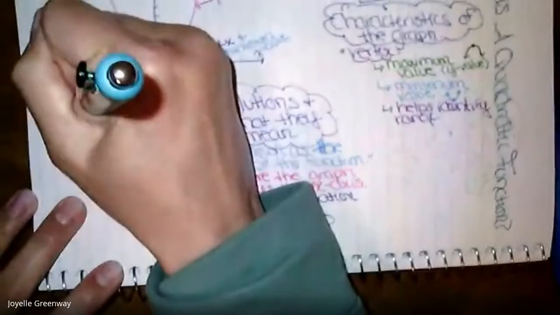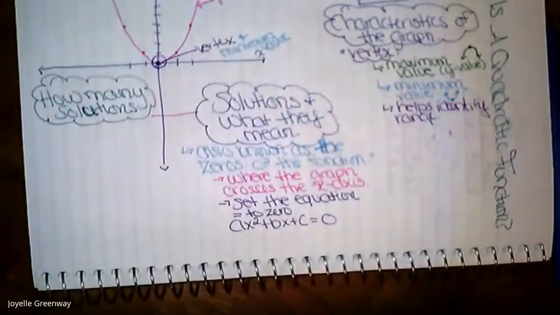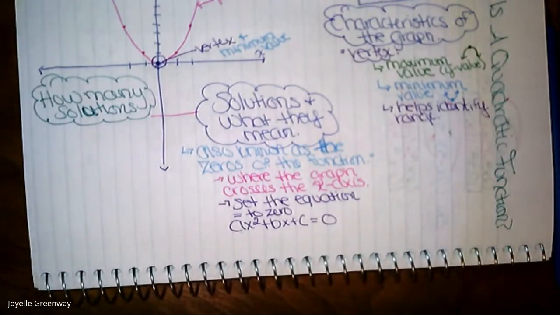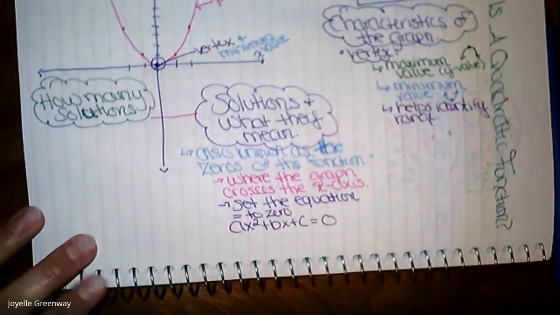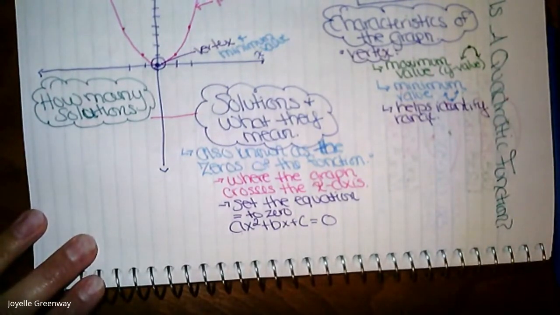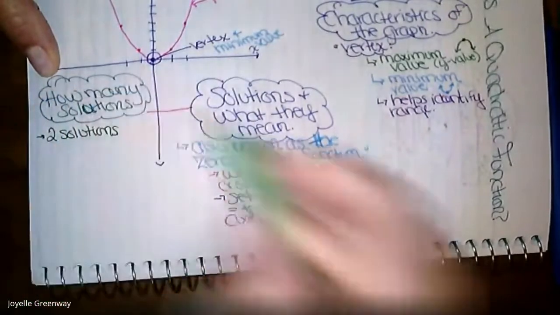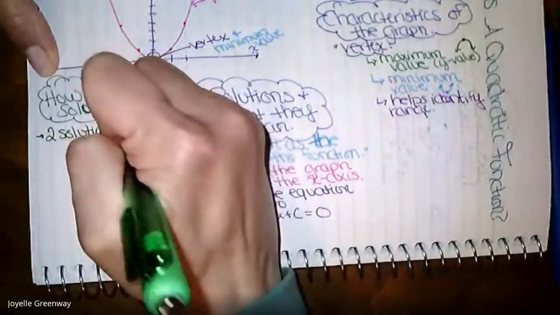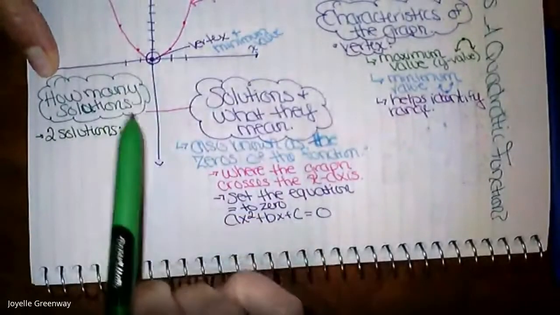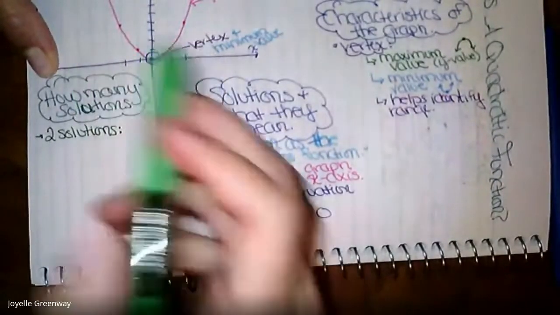So, how many solutions? A quadratic equation can have 3 different types of solutions. So when you're solving it and you get an answer, you can have 2 solutions. So you can come up with 2 solutions. And that means that the graph is going to cross your x-axis twice.